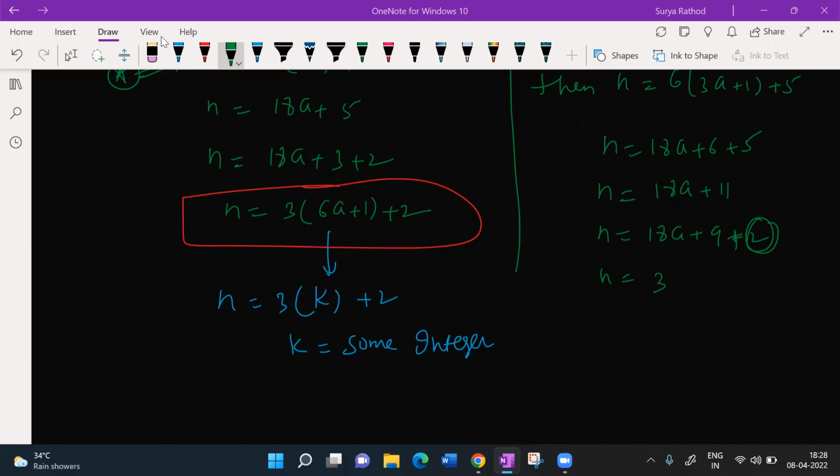Look at this here now. 3 into 6a plus 3 plus 2. All right, now let me take this as k. What is k here now? N is equal to 3 times k plus 2, where k is some positive integer.